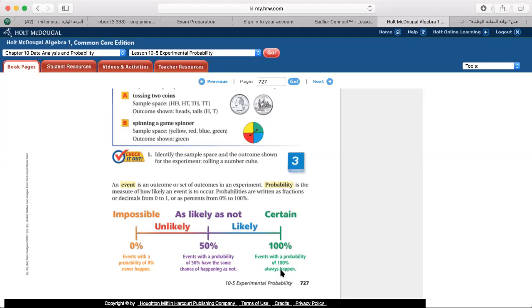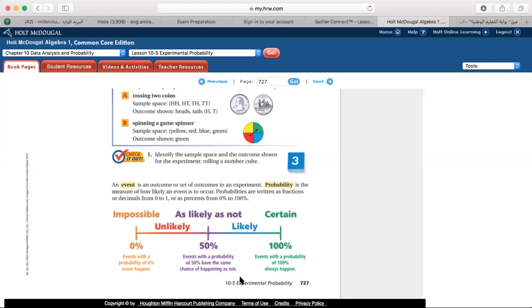So, opposite to each other, impossible and certain. Impossible is 0%, certain is 100%. In the middle, events with a probability of 50% have the same chance of happening as not. Have the same chance. 50-50.